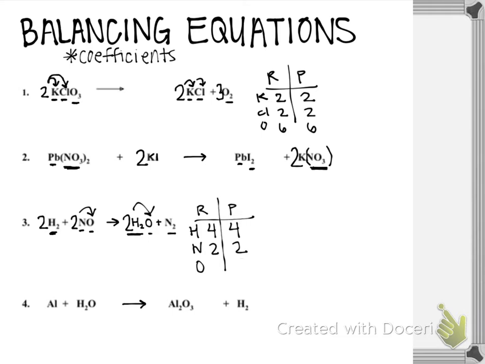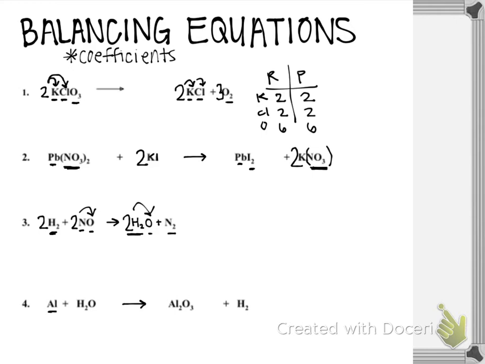So again, you are only able to add coefficients. You cannot change the little number, the subscript. And then the last example, Al plus H2O gives you Al2O3 plus H2.